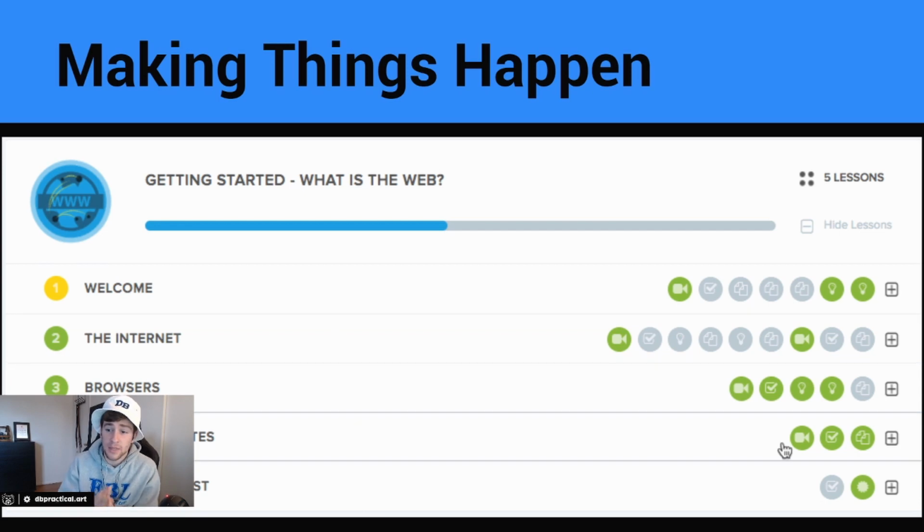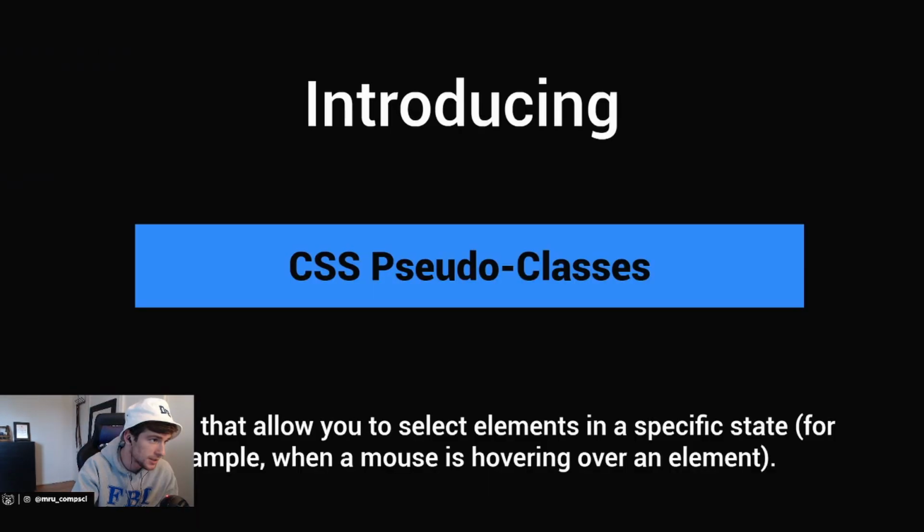Pseudo classes allow us to make stuff happen. If you can see, stuff is happening as you move your mouse. Hover over those icons, they both change color and they show a little tooltip. So, CSS pseudo classes are classes that allow you to select elements in a specific state. For example, when a mouse is hovering over an element, think almost like a state of an element: liquid, gas, solid.